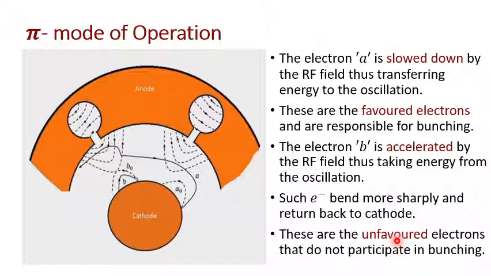Now the condition for maximum transfer of energy from the electrons to the RF field will take place when the cyclotron frequency of the electron is equal to the angular velocity of the RF wave.